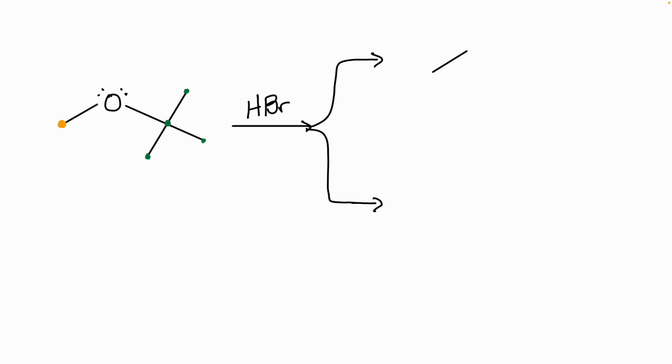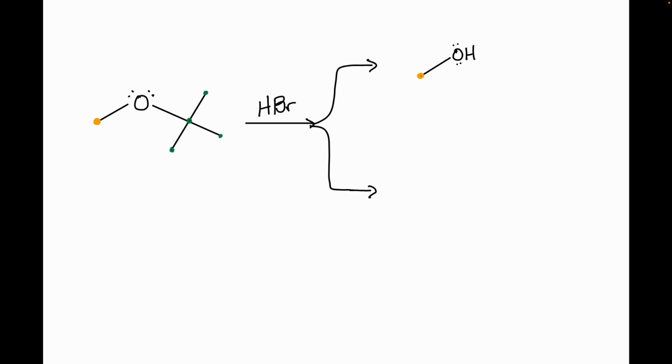Either we have our methyl alcohol, methanol, and the tert-butyl bromide, or they're reversed, or we have a methyl bromide and a tert-butyl alcohol. All right, you do not get a mixture. There's only one of these two that's correct.